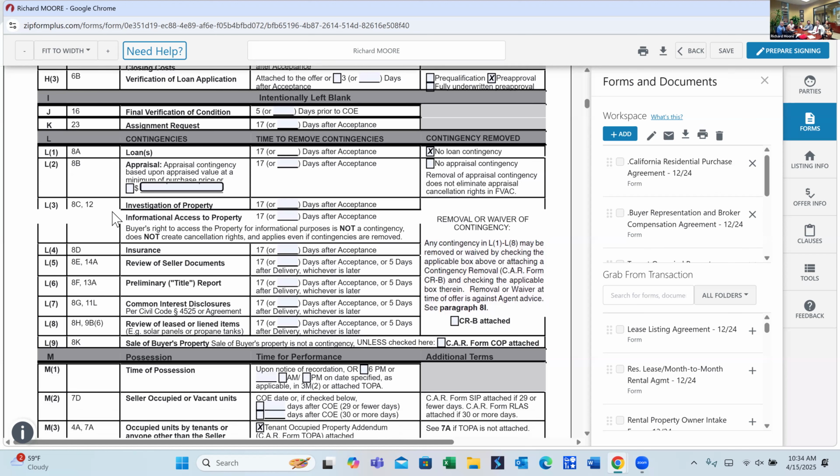And then L3, investigation of property. There's a lot of aspects that fall into that, reviewing the seller disclosures, for example. So it's pretty broad. And if we're going to cancel a transaction, that's probably one of the main reasons we're going to cancel, because it's such a broad universe of things that a buyer's looking at. And then if we're ever canceling a transaction, we don't have any obligation to tell them the exact circumstances. We're just going to cite a contingency.